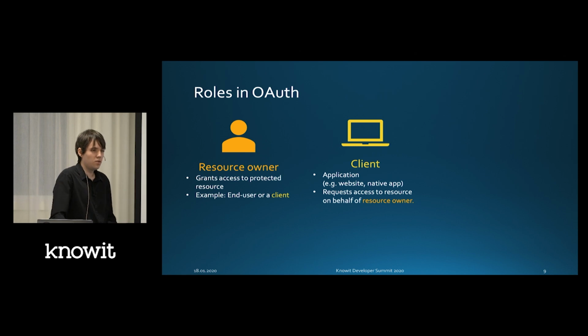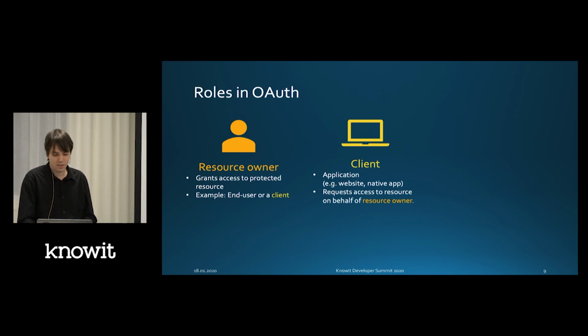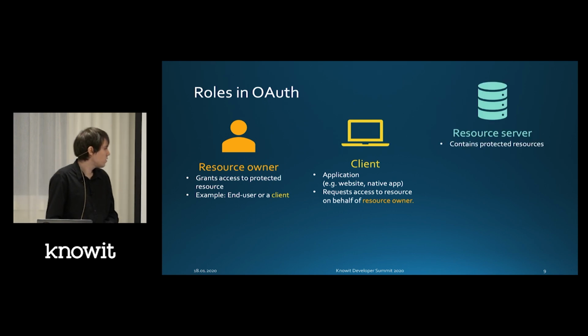A client is usually an application, some kind of website, a native app. It could be a desktop application. It's any kind of application that wants access to your stuff. So the client requests access to a resource on behalf of the resource owner. And then you have the resource server. This is often exposed over an API. This is where your data is.